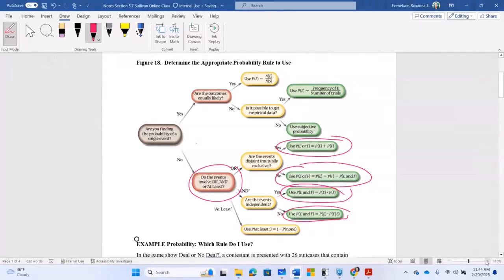This diagram is very important. It says, are you finding the probability of a single event? If it's a single event, and the outcomes are equally likely, and you say yes, then you can use the probability of n over s, the relative frequency.